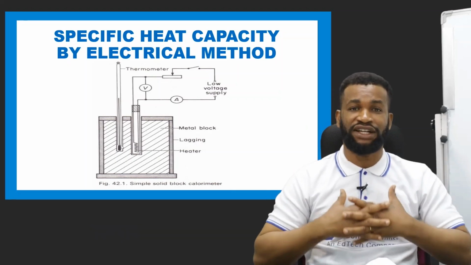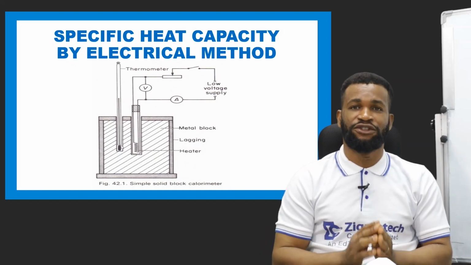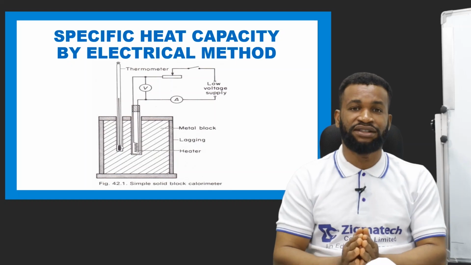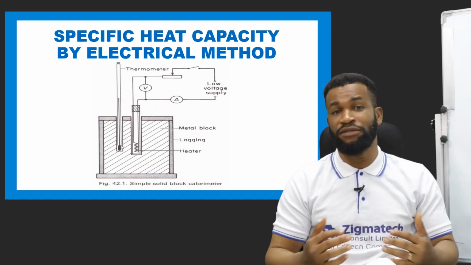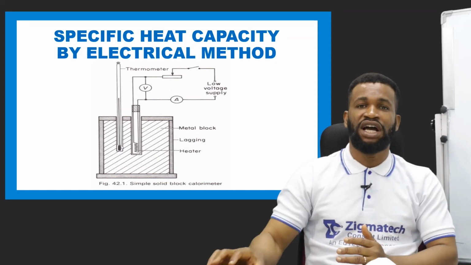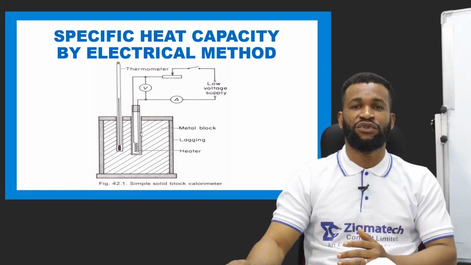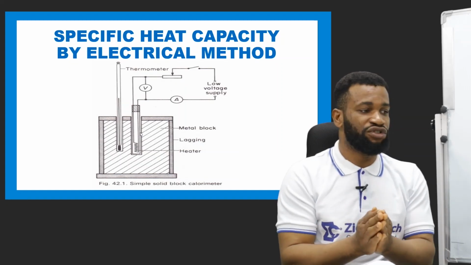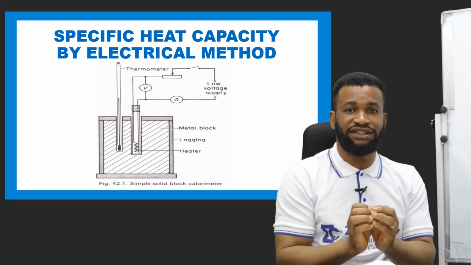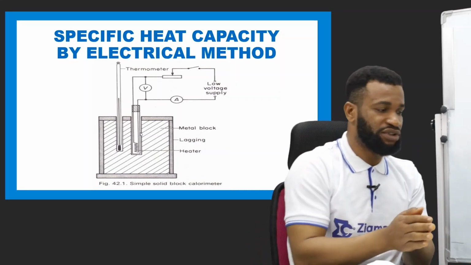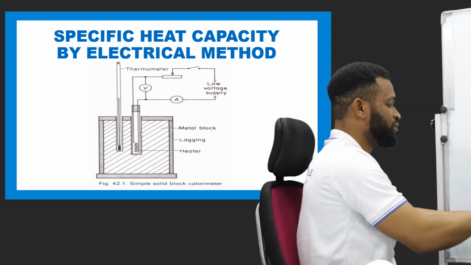Now remember, in another class we also learned specific heat capacity by mixture method. We've learned how to find the specific heat capacity by mixture method, and today we're going to concentrate on electrical method. And this short explanation can only paint the picture of what is happening. Let me also just give you a little analysis for you to be able to understand or drive home my point. It's very simple.